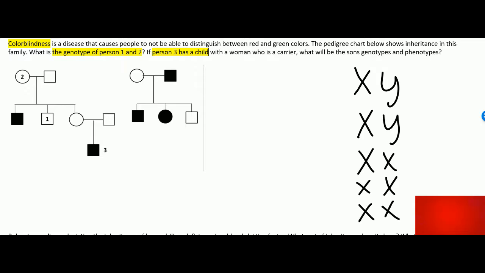So I know that for colorblindness, I have two options for the boys. I can have either an uppercase C, in which case this is a normal vision boy. I can have a lowercase c, and denote that any way you want to. Just be sure that you keep them straight. So we're going to call this one colorblind. That's what that says, trust me.